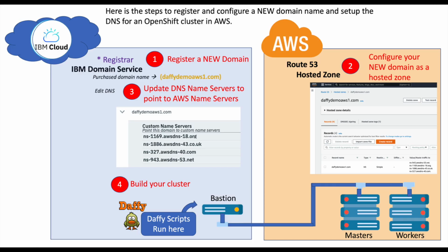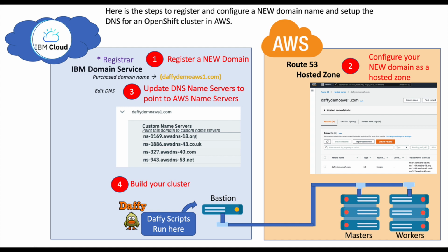Here is a high-level picture of what we're going to do. I'm going to first purchase a new domain name from the IBM Cloud. Since I'm using IBM Cloud to register my domain, IBM Cloud is considered my registrar. Next, I'm going to log into the AWS portal and configure a new hosted zone within the Route 53 service. I'll need to take note of the name servers that are assigned to my hosted zone for the next step.